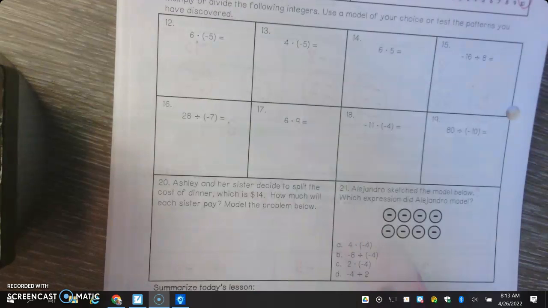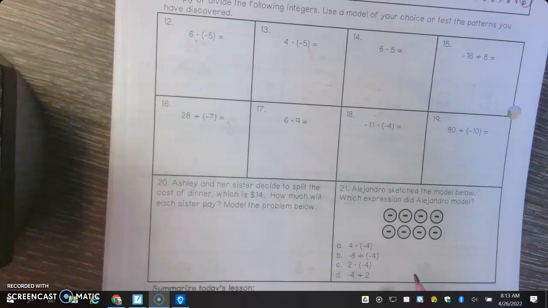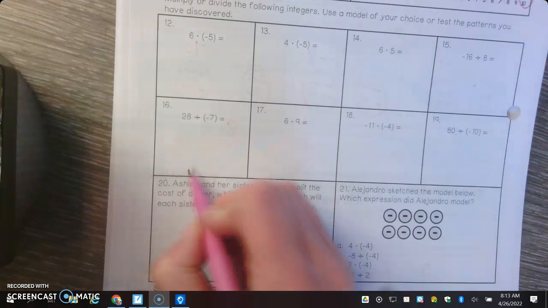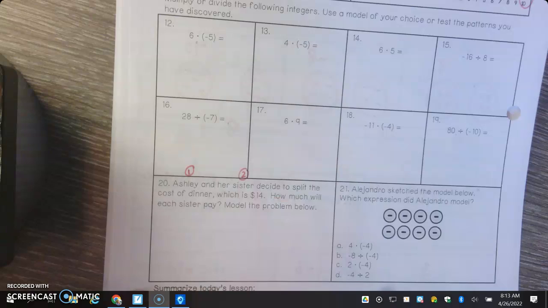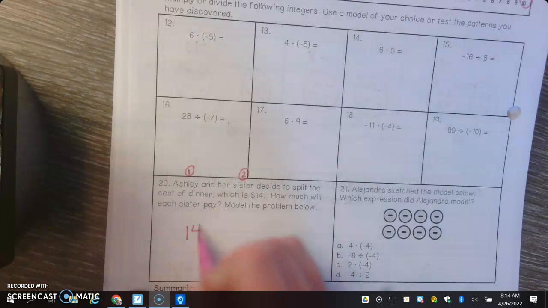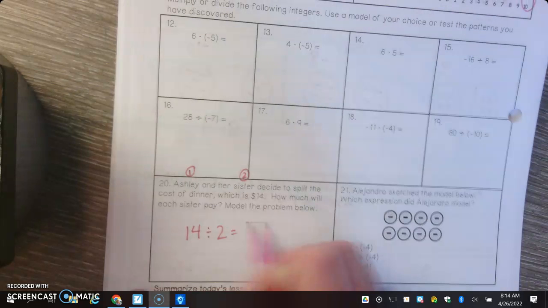Ashley and her sister decided to split the cost of dinner for $14. How much does each sister pay? So Ashley is one person. Her sister is 2 persons. I'm trying to split that bill amongst 2 people. So 14 divided by 2 equals. Figure that out.